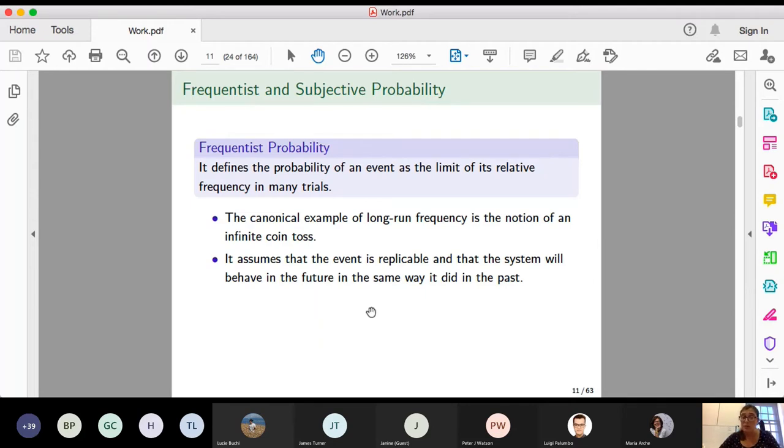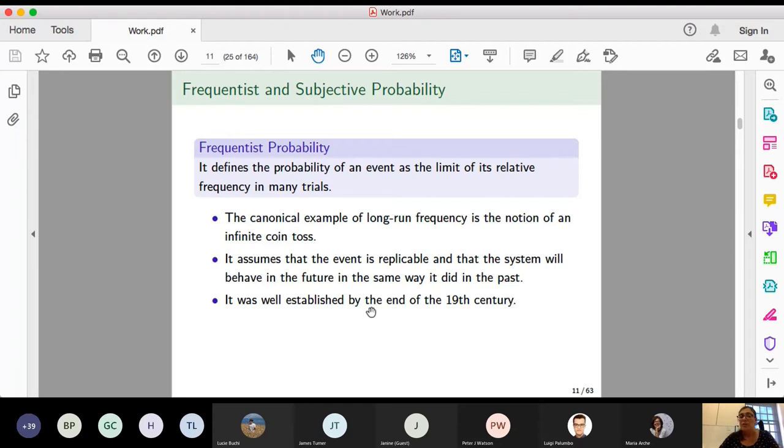But this definition has some assumptions. One of them is that the event needs to be replicable. So you should be able to perform these experiments again and again and again. And as you are performing these events again and again, the system remains the same. That means that I'm flipping the coin, and after I have flipped the coin 2 million times, the coin has not deteriorated, I'm not tired, I'm flipping the coin exactly in the same way, etc. So that the probabilities in the past and the future are not changed with the environment. Okay, so this event should be replicable and the system should remain the same.